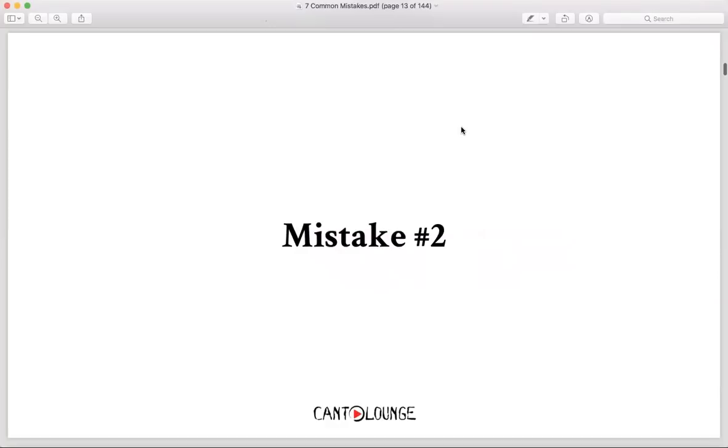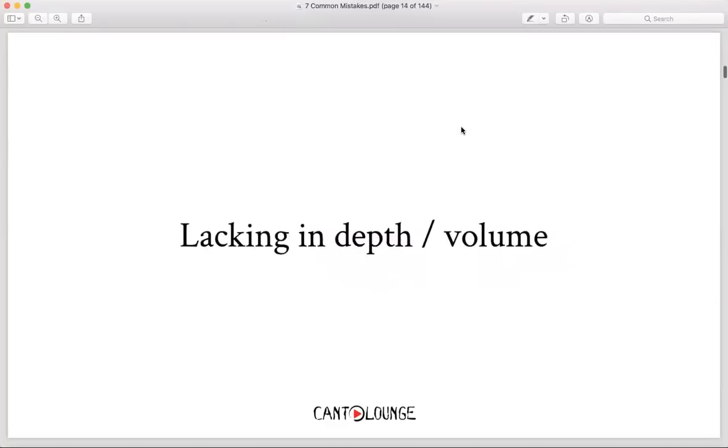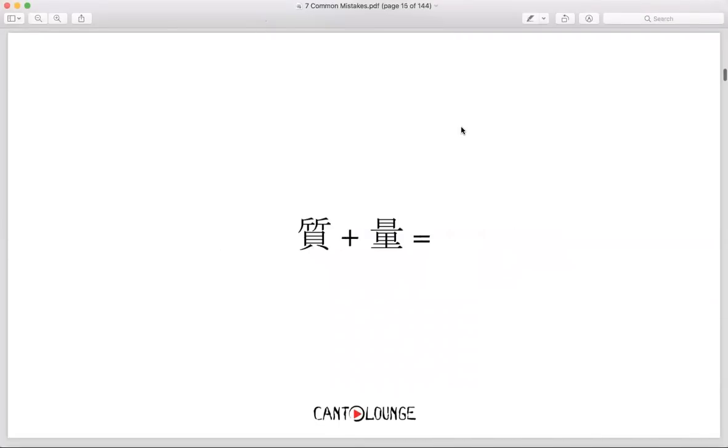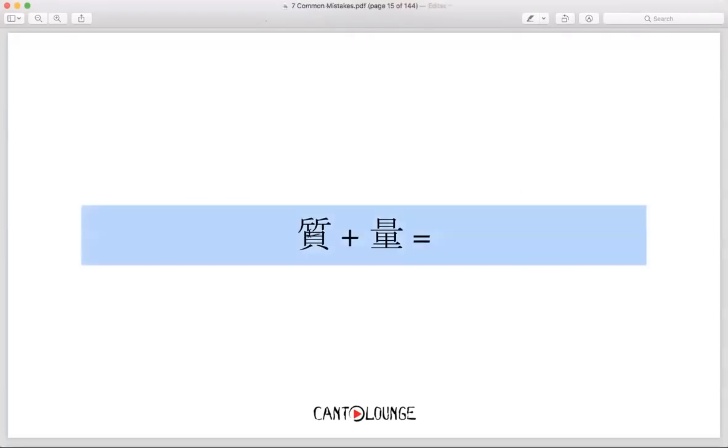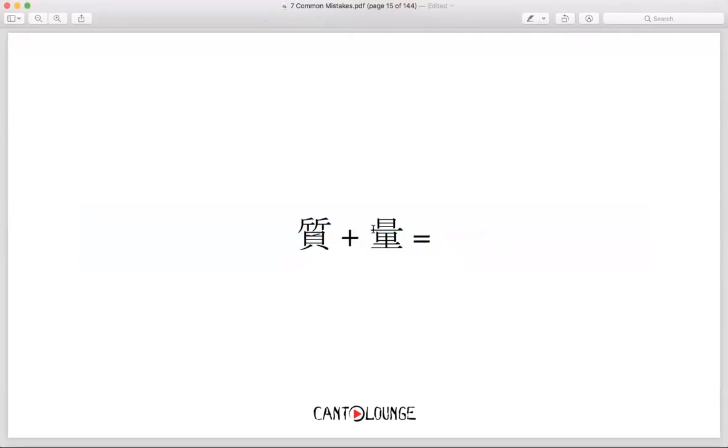The second mistake, if you want to call it that, is lacking depth or volume when learning Cantonese. So what do I mean by that? In Chinese, if you're aware of this, there's quality and quantity. The word for quality is 質量, and we break it up, you get 質, this character here, and then 量, this character here. 質 means quality, and 量 means quantity, and together you get 質量, which is just translated as quality.